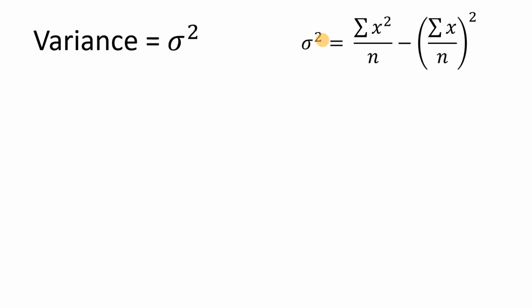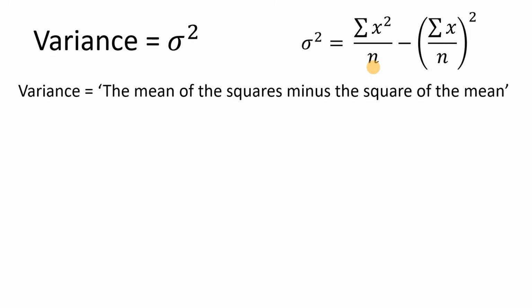Variance is equal to sigma x squared over n minus sigma x over n squared, where x are the data points and n is the number of data points, okay? Annoyingly, this symbol here and this symbol here both mean sigma: this is uppercase sigma and this is lowercase sigma. A really nice way to remember this formula is it's the mean of the squares minus the square of the mean, and I think this is a brilliant way to explain it, okay?